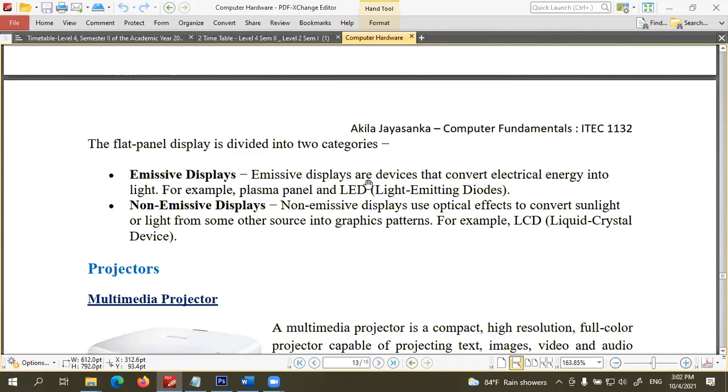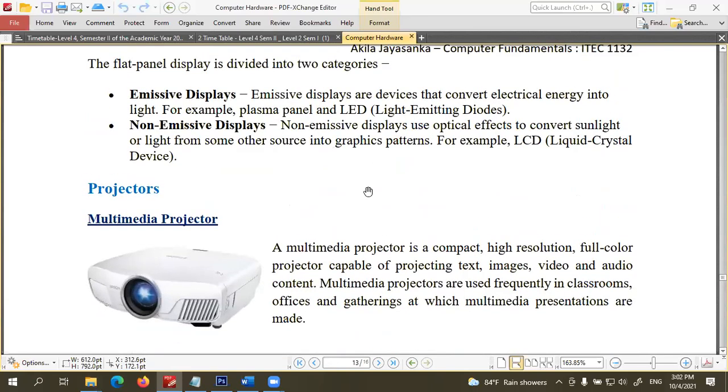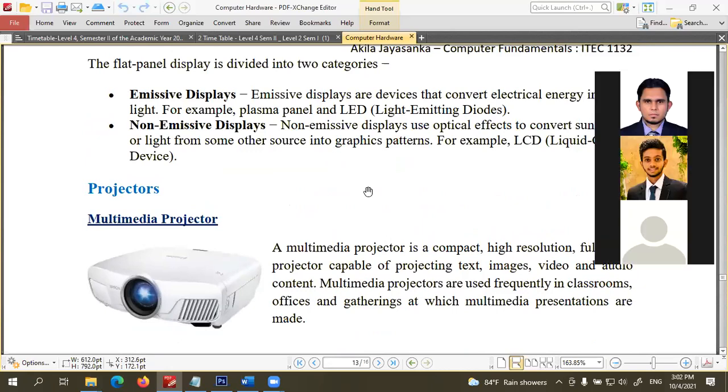Emissive devices and non-emissive displays. However, the best one is LED displays, right? Again, you can read if you are interested. There is the OLED technique and some other output devices which are developed with these LED techniques, right?